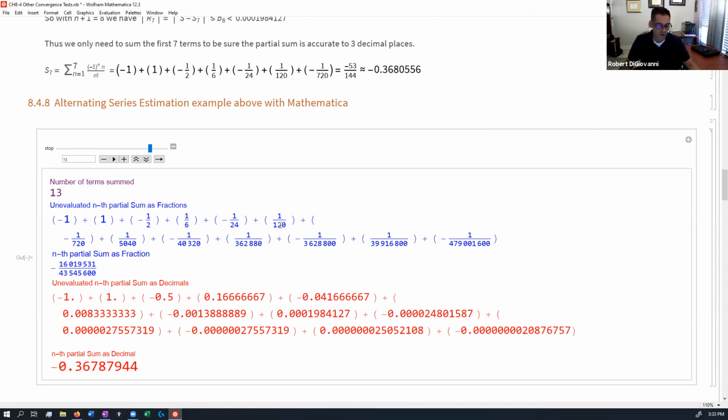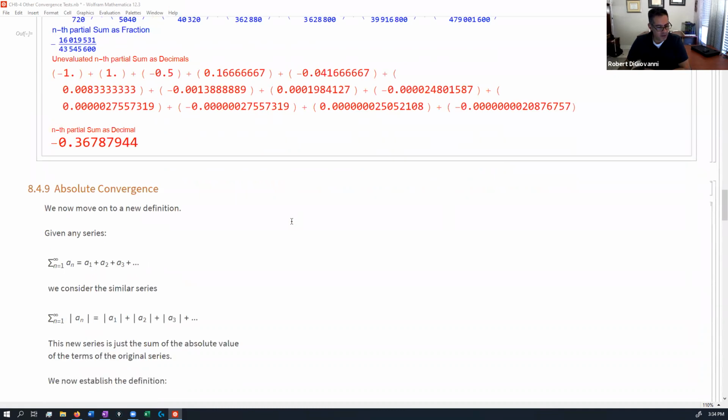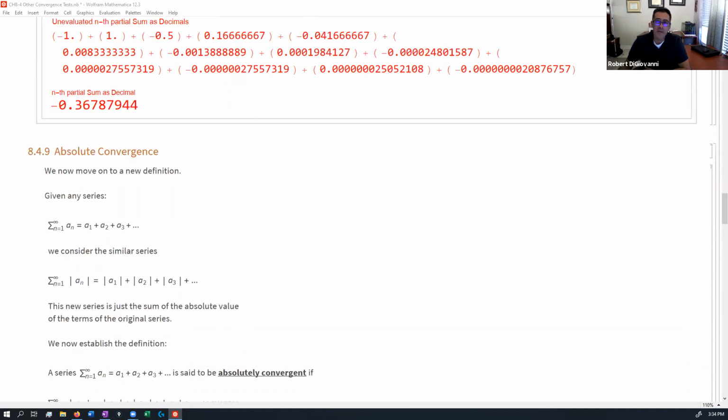You have a few of these on your homework to try, see how it goes. I'm going to take a quick break. Okay, we're moving on. We've got some definitions now that we need to establish before we can continue.